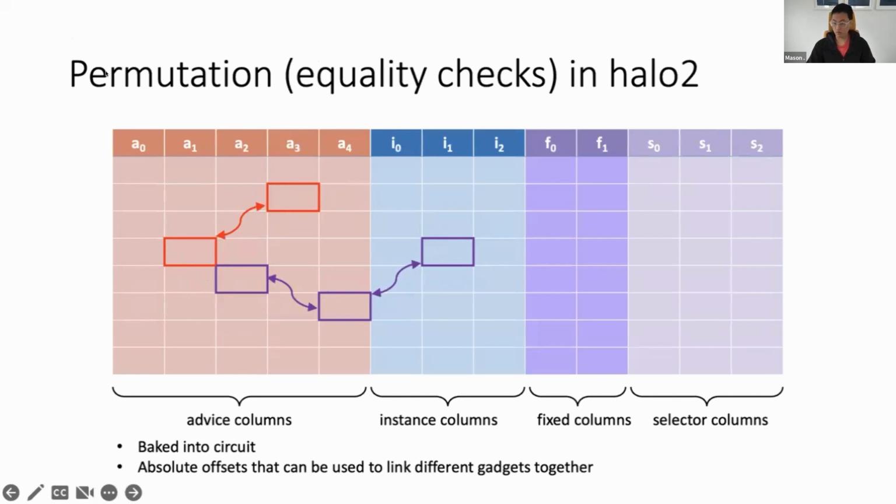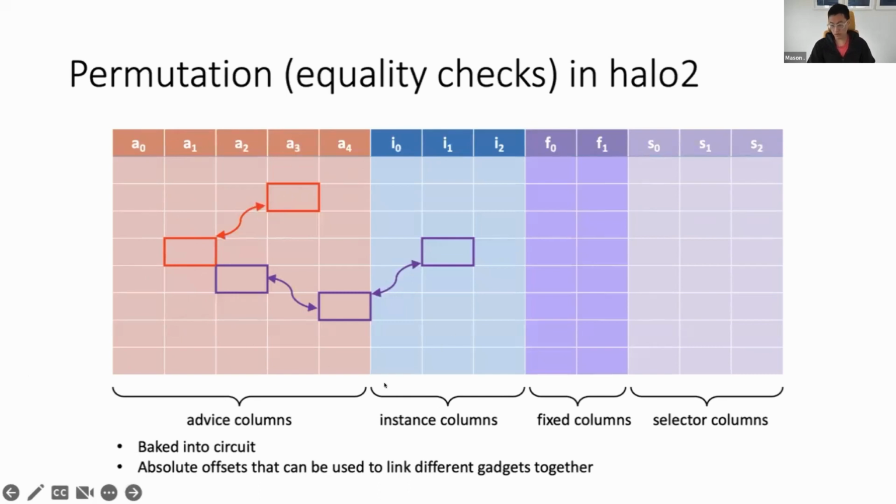The reason this is called a permutation check is because to prove this, you construct a permutation that has these cycles in it, and then you prove something about this permutation polynomial. In contrast to fixed custom gates in Halo 2, the offsets here are actually absolute. So you can reference this cell, which is the fourth cell in A1, as equal to the second cell in A3, and so on.